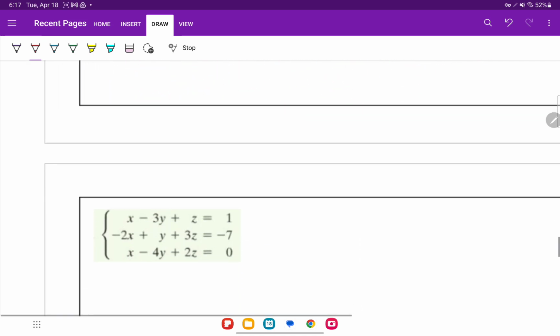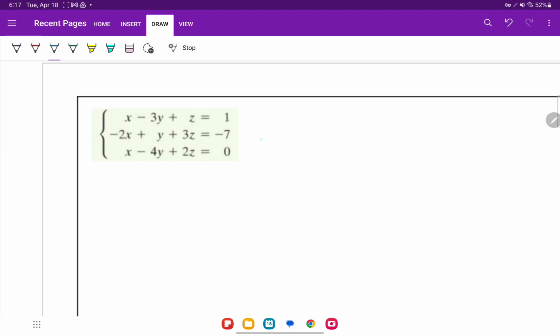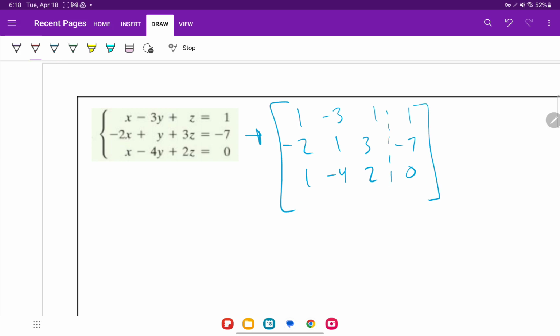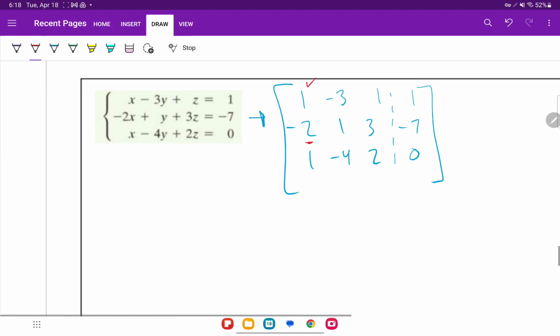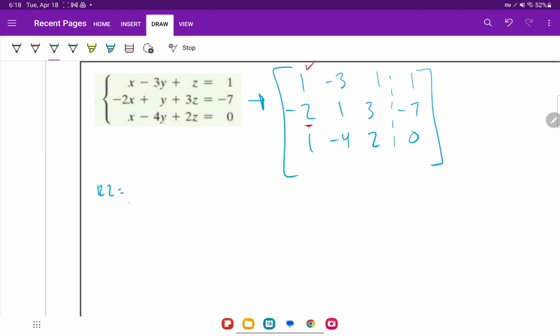All right, and let me see. I think we have one more. Is it just one more? Yeah, it's just one more. Okay, so for this one here, I'll write the augmented matrix. 1, -3, 1, 1, -2, 1, 3, -7, 1, -4, 2, and 0. Okay, my first one's good to go. I have to use that to remove this -2, make it a 0. So I'm going to take row 2 equals, we're going to take row 1 and multiply by 2 and add it to row 2. So we have 1, -3, 1, 1.